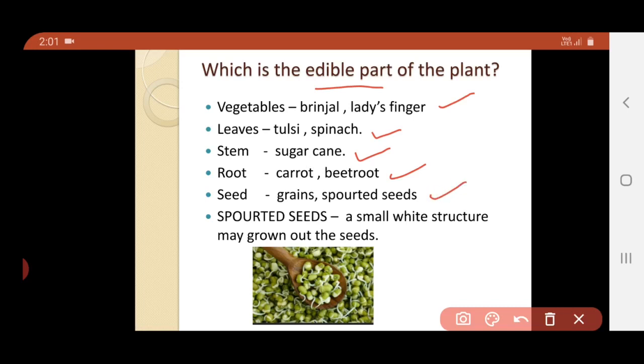Next, sprouted seeds. What is sprouted seeds? Have you seen a sprouted seed? I have given an image here. You can see a small white structure which is coming out of a seed. That is a sprouted seed. You can prepare sprouted seeds in your home. For that, you have to take a bowl and take a handful of moong dal and spray some water on it and cover it with a wet cloth for a day. The next day, you can find a white structure grown out of the seed. That is called sprouted seeds.